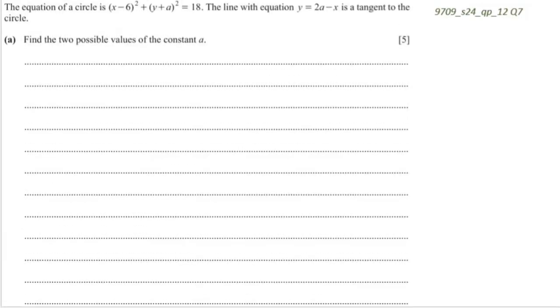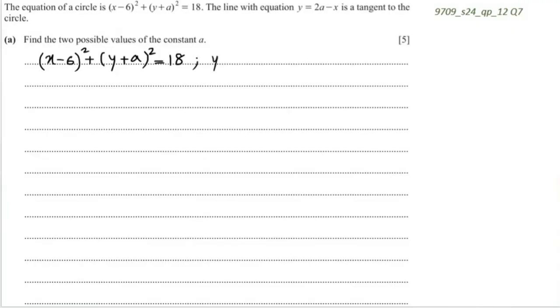So this one I have picked from Summer 24-1-2, question 7. The equation of the circle is this time given in the standard form, unlike the previous two questions that I solved: (x minus 6) whole squared plus (y plus a) whole squared equals 18. Well, guys, you can always pause and go back and solve it yourself and come back and check my work later, right?